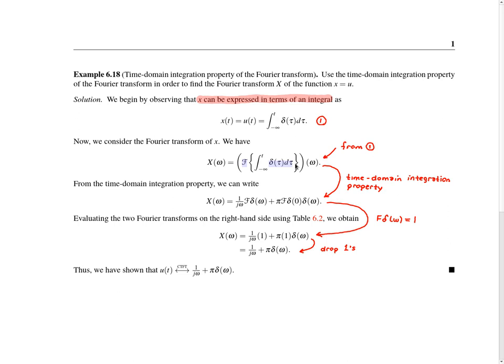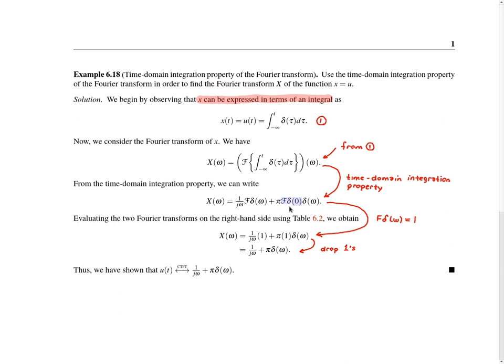So to do this, we're going to use the integration property of the Fourier transform. And the first thing that we're going to do is we're going to simply ignore the integration part and focus on the integrand, and take the Fourier transform of the integrand, which is just going to give us the Fourier transform of the delta function, evaluated at omega. But to compensate for the fact that there's this integration happening, we have to take this result that we get, this Fourier transform of delta evaluated at omega, and divide by j omega. So this is this particular factor here. And also to compensate for the fact that there's this integration happening, we also have to add in this extra term, which involves the Fourier transform of the integrand evaluated at 0.